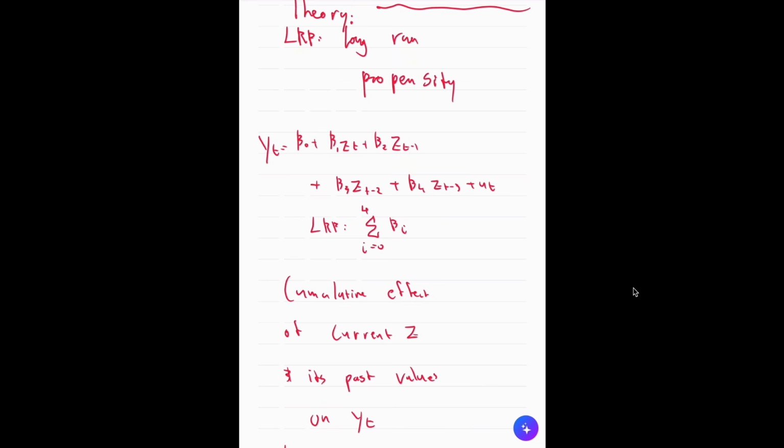So the long run propensity, how do you calculate that? You just sum up all your coefficients. So you sum up beta i. I think I made a mistake here. You don't sum up the constant. You sum up from beta 1 up to beta 4. So please note, you don't sum up the constant. That was a small mistake by me.